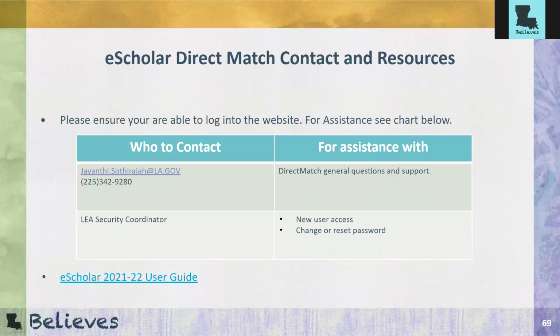On this slide, you can see that I've included the eScholar direct match contact information. So Jane is listed here. Her email and phone number are on the slide. So if you have direct match questions, you can contact her. Also, the security coordinator for the district can help with new user access or changing and resetting passwords.